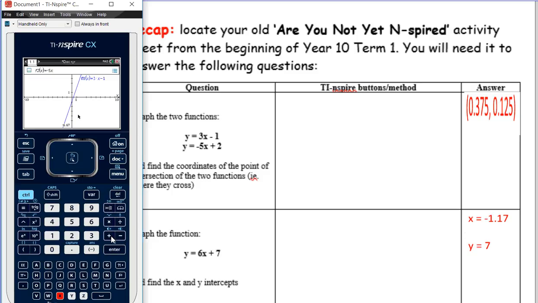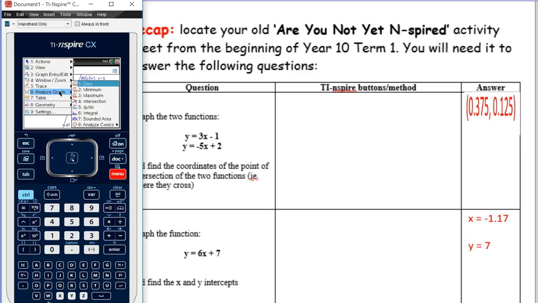Just press the downward arrow. There they are. So to find the point of intersection, remember we tend to go menu, analyze graph. Menu, analyze graph. This is one method. You might have found that tracing does it as well, but I'll show you the analyzing graph method. So at menu, analyze graph.